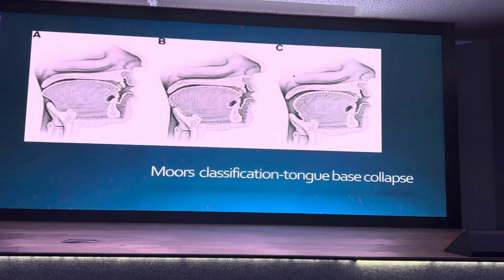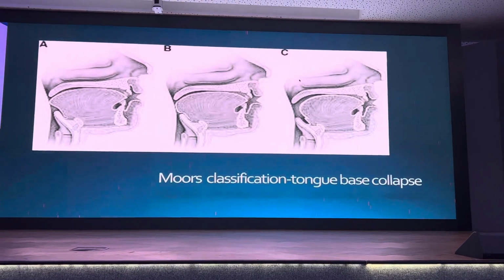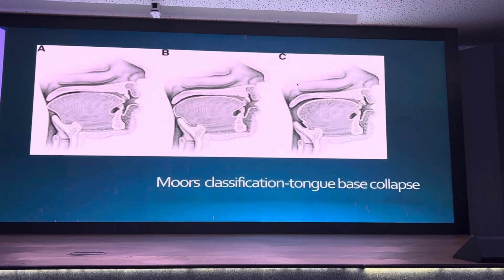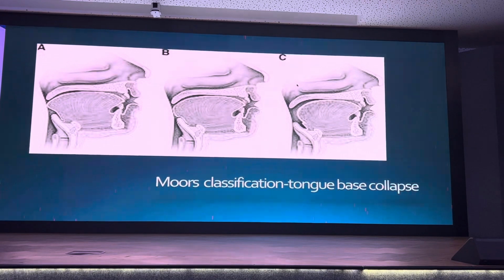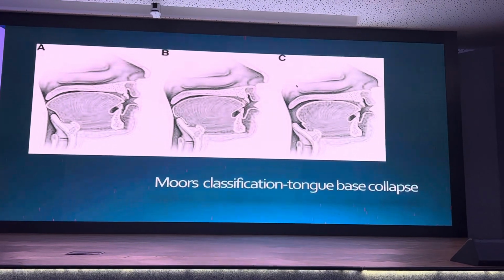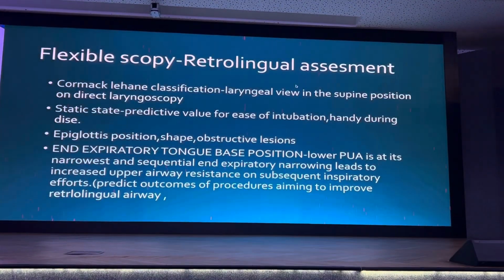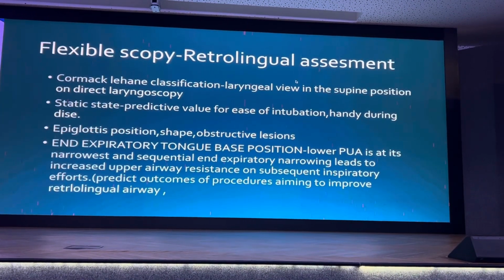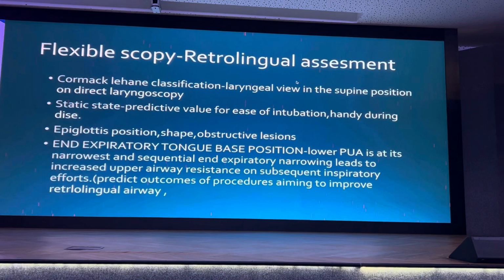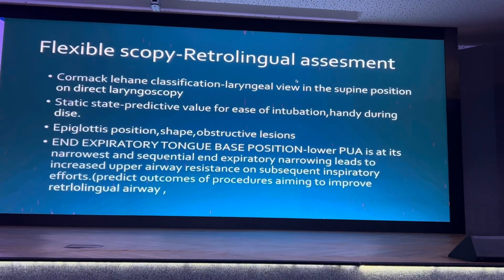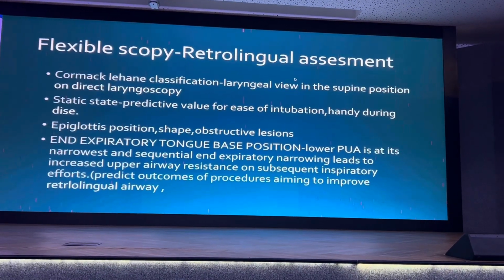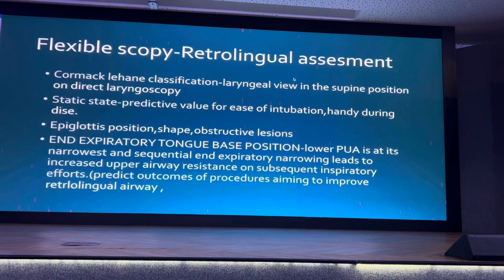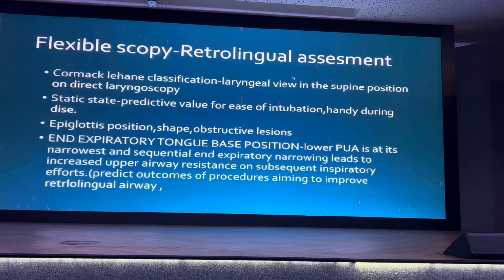For the base of tongue, we have the Moose classification, wherein we assess whether the collapse is at the superior part or the inferior part, only at the epiglottis, or both. So how are we going to assess this? By means of a flexible scope. With a transnasal flexible scope, we will be able to assess all the retrolingual areas, and also the Cormack-Lehane class. This informs us of the ease or difficulty with which intubation can be done.